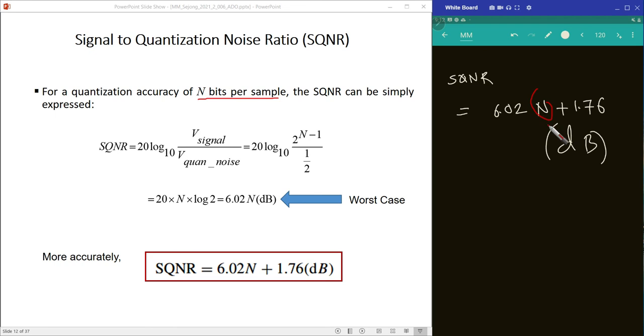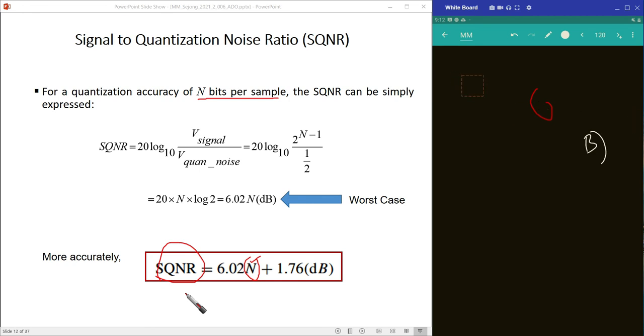So as you increase this bit, that means you increase the number of levels during quantization, so you are considering smoother amplitude, more fine levels of quantization. At that time, definitely quantization noise will be reduced, so ultimately your noise power will be less and signal power will be high. That's why as you increase N, your signal to quantization noise ratio will increase.